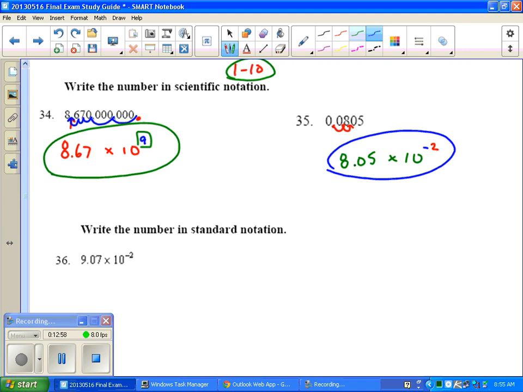Number 36 says write it in standard notation. So now we're going from number 34 and 35, which was going from standard to scientific. 36 is the other way. You're going backwards. So it says write the number in standard notation.